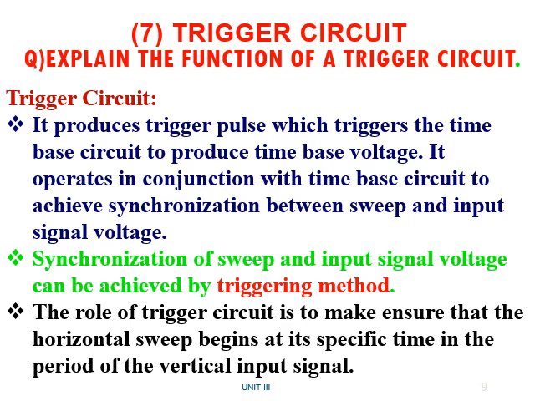It achieves synchronization between the sweep and the input signal voltage. Both voltages, the sweep or time-base voltage and the input signal voltage, should be synchronized, and that synchronization can be achieved by the triggering method. The role of the trigger circuit is to ensure that the horizontal sweep begins at a specific time in the period of the vertical input signal.